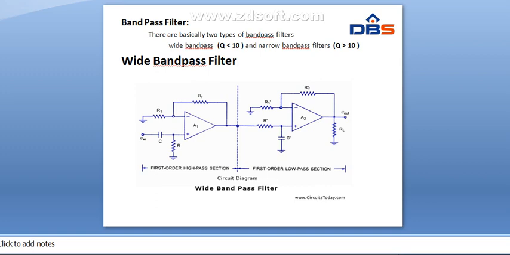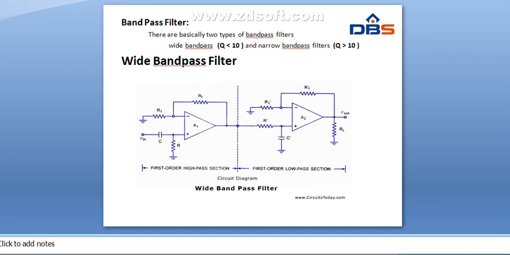There are two types of band pass filters, based on the figure of merit or quality factor. For Q less than 10, the band pass filter is called a wide band pass filter. In the wide band pass filter, the pass band is wide and the bandwidth is large.